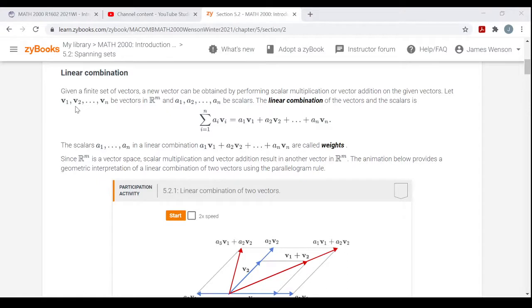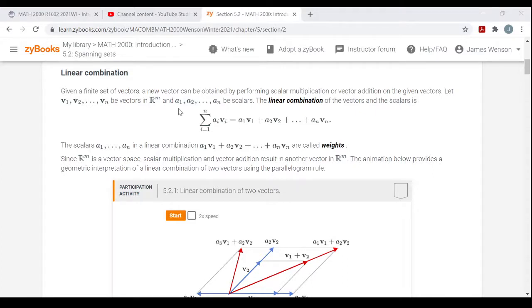So suppose v1, v2, all the way up to vn are vectors in Rm. That means each one of these vectors has m components. And suppose a1, a2, all the way up to an are scalars, real numbers. The linear combination of the vectors and the scalars is just the sum of their products. It's the sum from i equals 1 to n of ai times vi. So a1 times v1 plus a2 times v2 plus all the way up to an times vn.